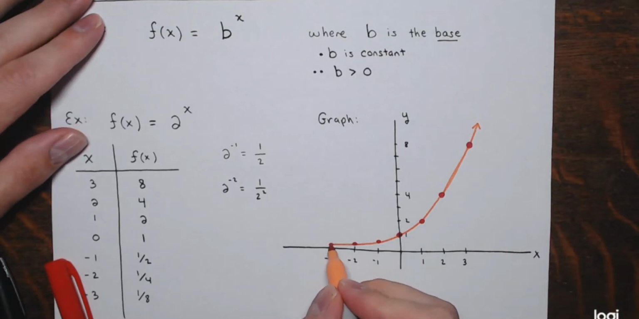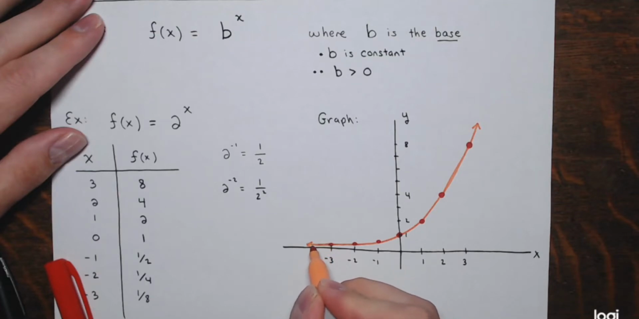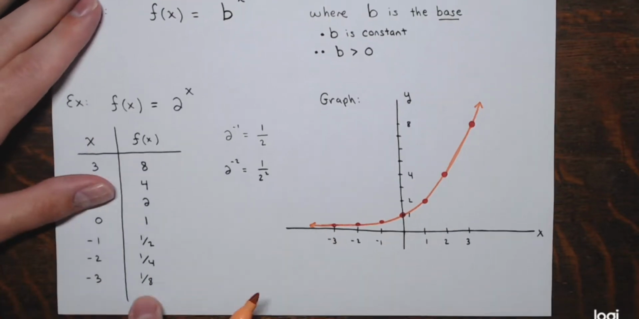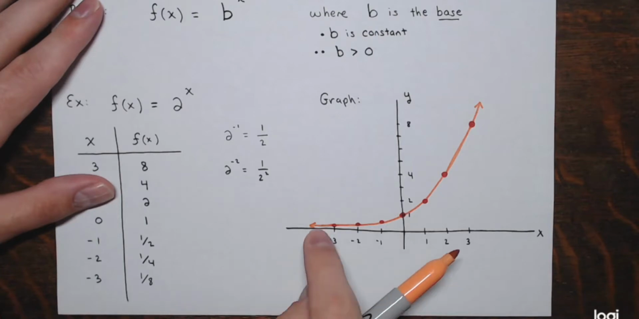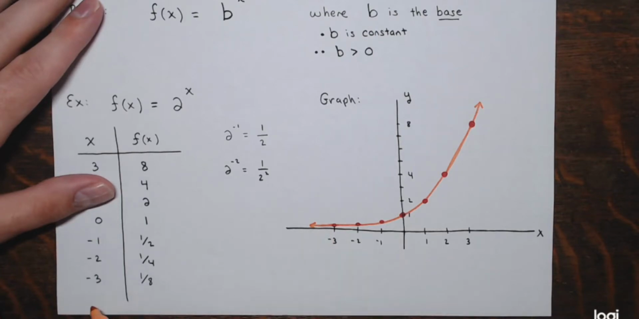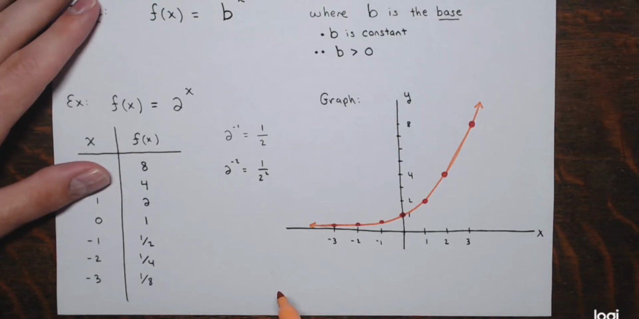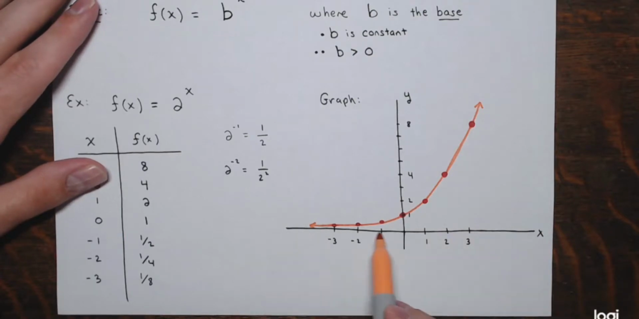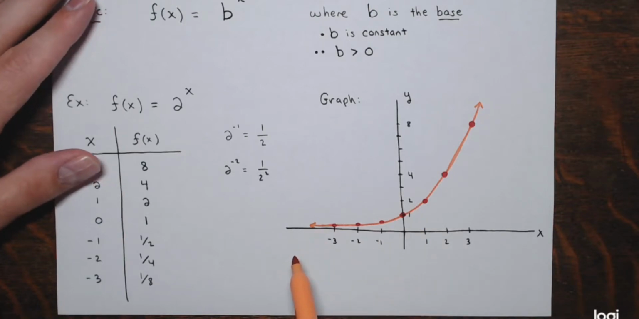Going left is a little weird. It'll keep going down, but never be negative. If I plugged in -4, I'd get 1/16 as the output, still positive. If I plug in -5, I'd get 1/32 as an output, still positive. So we have what's called a horizontal asymptote. The graph approaches the x-axis, but never actually touches the x-axis.